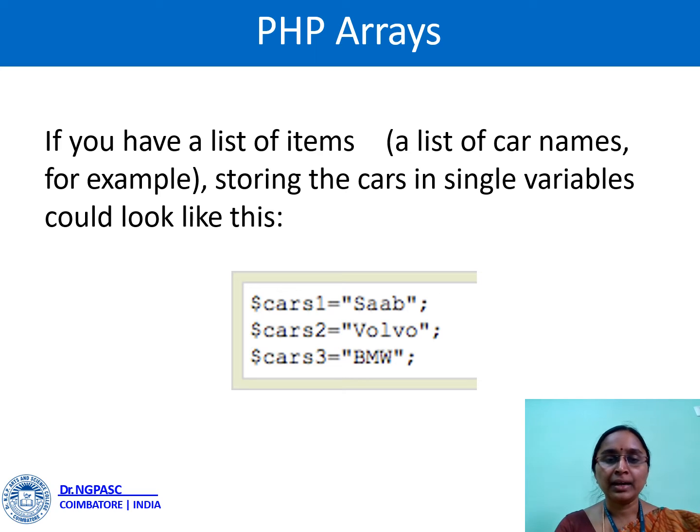Look here: cars 1 equals Saab, cars 2 equals Volvo, cars 3 equals BMW. So we have three car names under a single list, that is cars. That is the main use of the array concept.